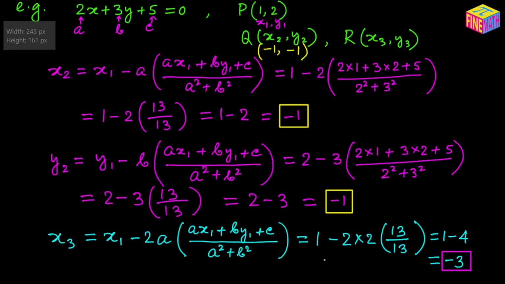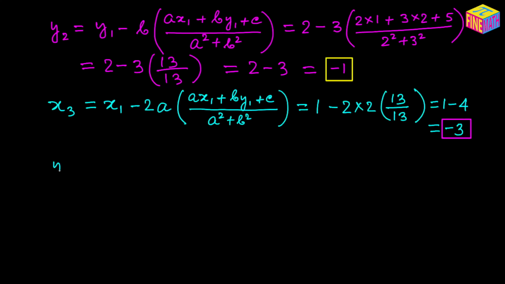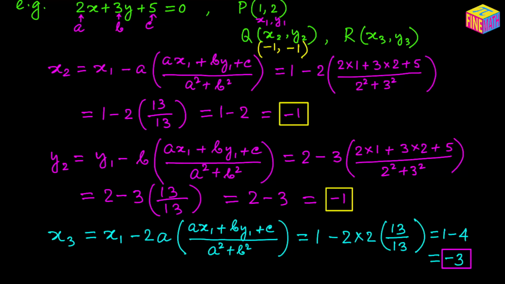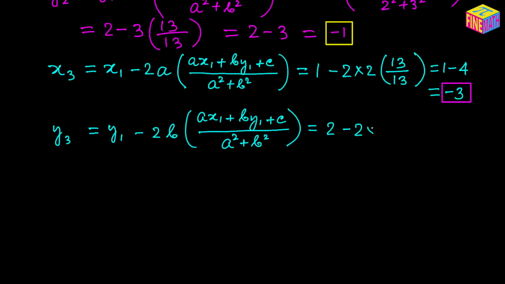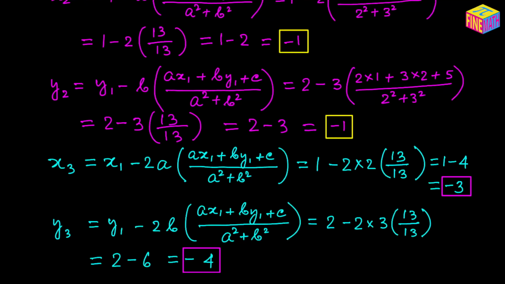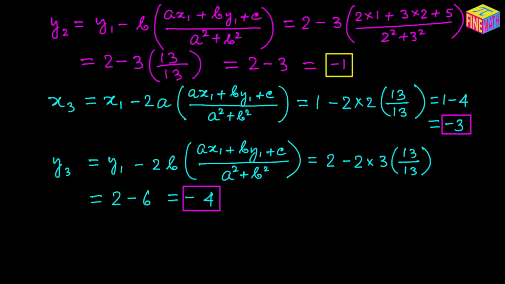Now let's calculate the value of y sub 3. We can say y sub 3 equals y sub 1 minus 2 times b times that quantity. If we plug in the values, y sub 1 is positive 2, minus 2 times b. What is b? Well, b is positive 3, times that quantity which is 13 over 13, and that is equal to 2 minus 6, and that is equal to negative 4. So we have been able to find the value of y sub 3 as well. Then we can simply write the coordinates of the image R as negative 3 comma negative 4.